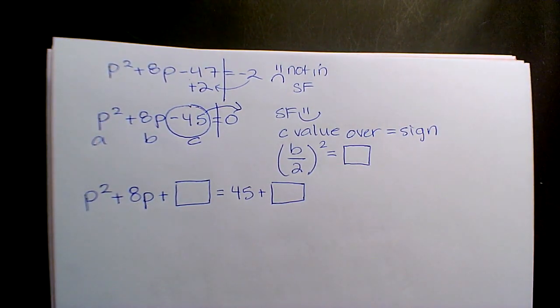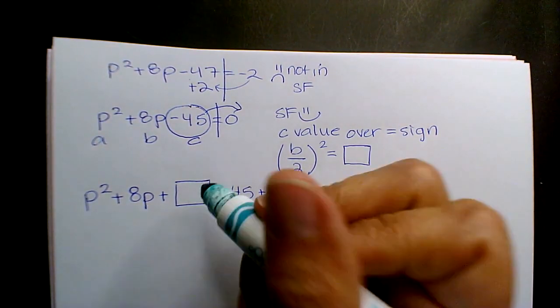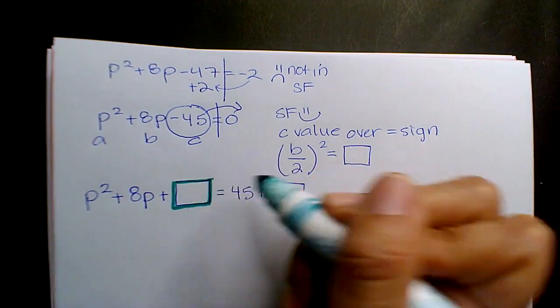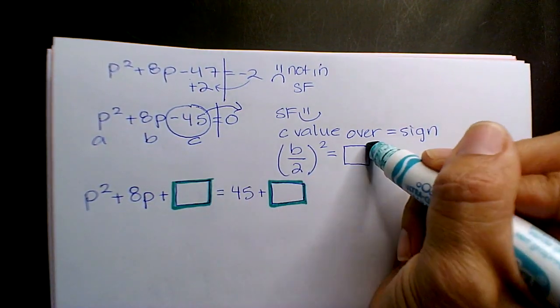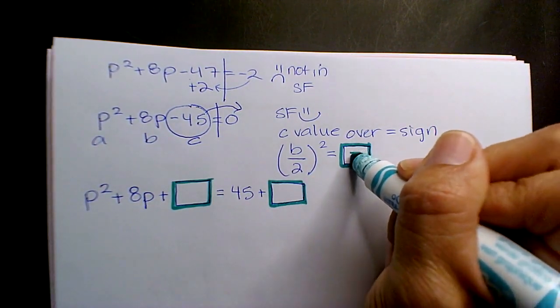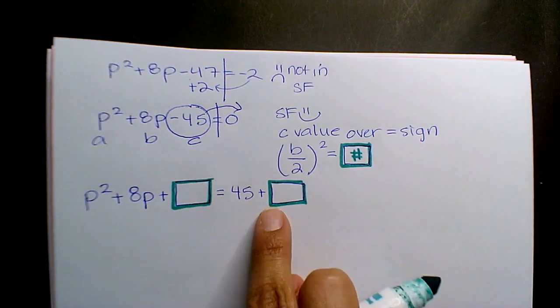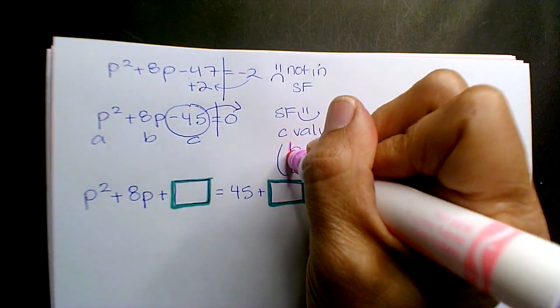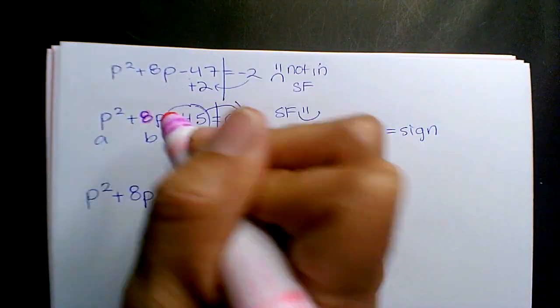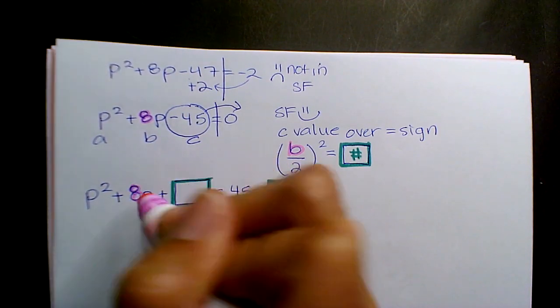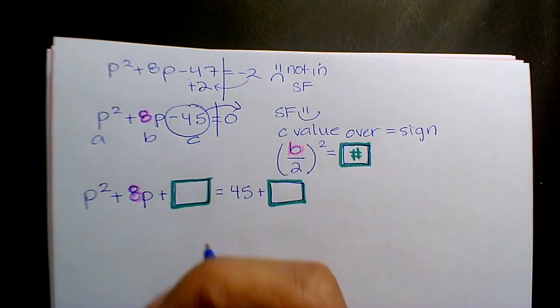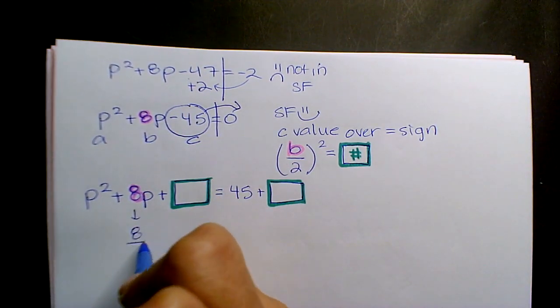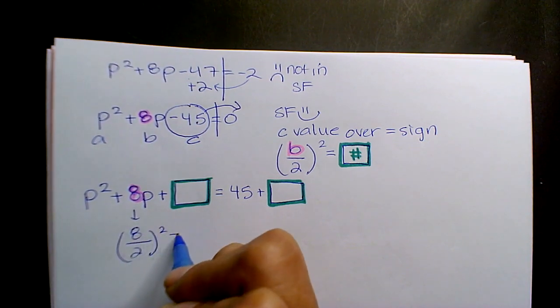Okay, so I'm going to color code it. It's weird in the beginning, you guys, but it's not. Once we do plenty of them, you guys will see whatever this number is, that's what goes here. Okay? My b value is 8. Right there, right? That's my b value.